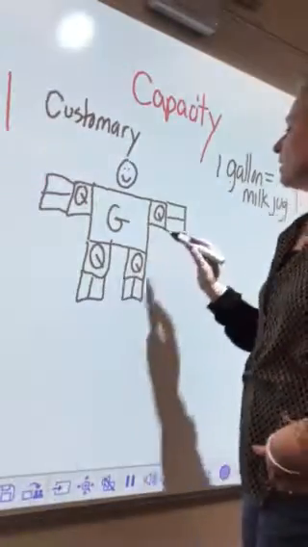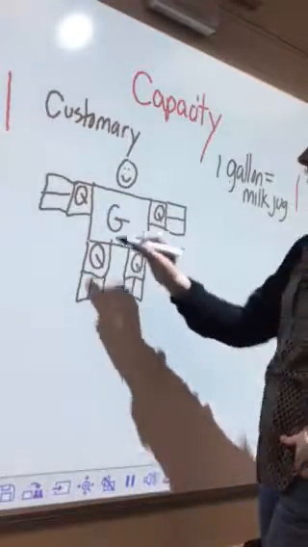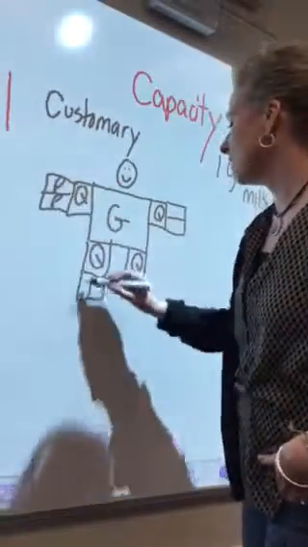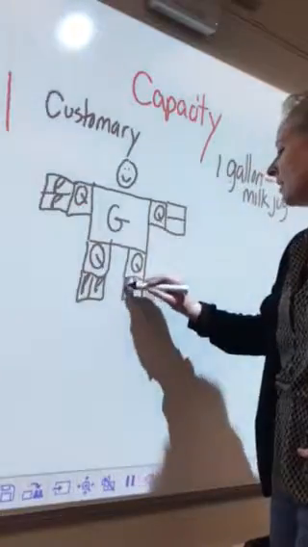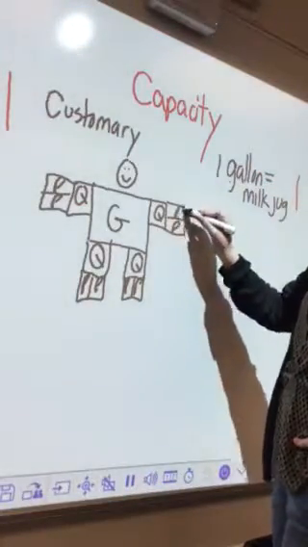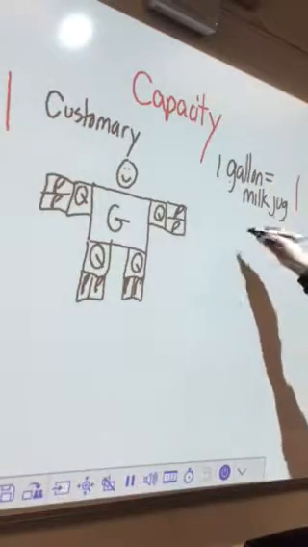There are 4 quarts in a gallon, 8 pints in a gallon, so pour, baby, pour.